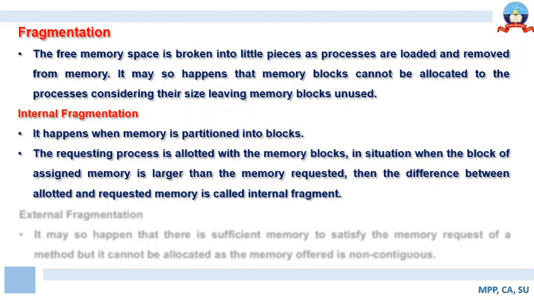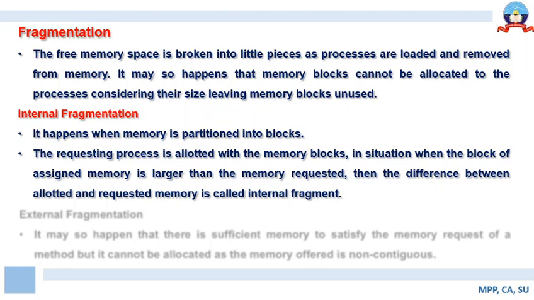then the difference between the allotted and the requested memory is called internal fragmentation. So internal fragmentation happens whenever memory is partitioned into blocks, and when a process is allocated a block, it may so happen that the requested size may be less than the size of the block. So here it is destined to create a fragment. Such a fragment is referred to as internal fragmentation. So in a situation when the block of assigned memory is larger than the memory requested, the difference between the allotted and the requested memory is called the internal fragment.